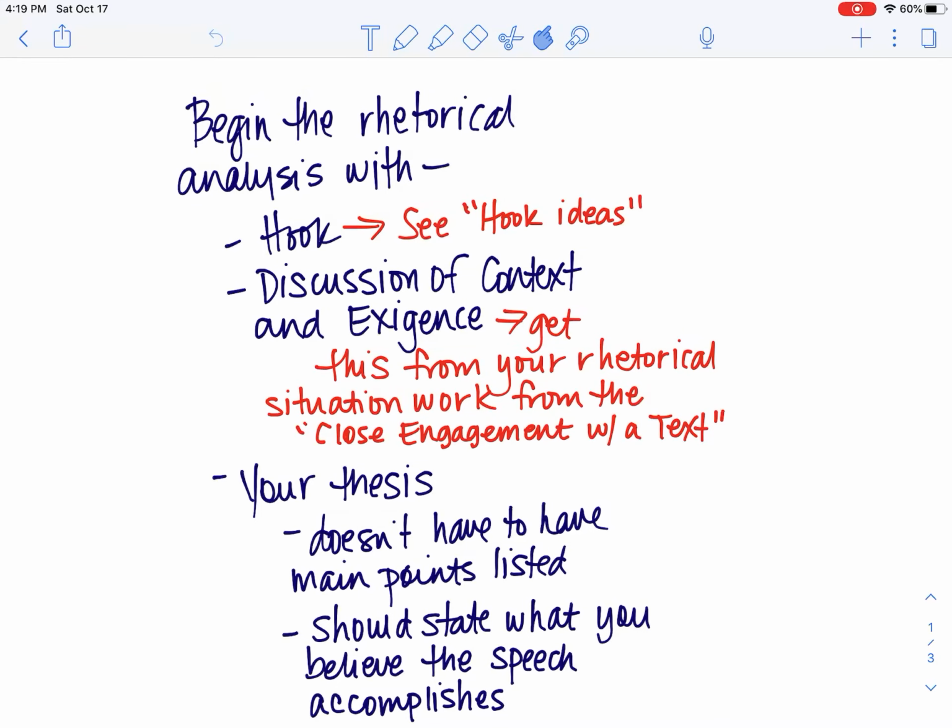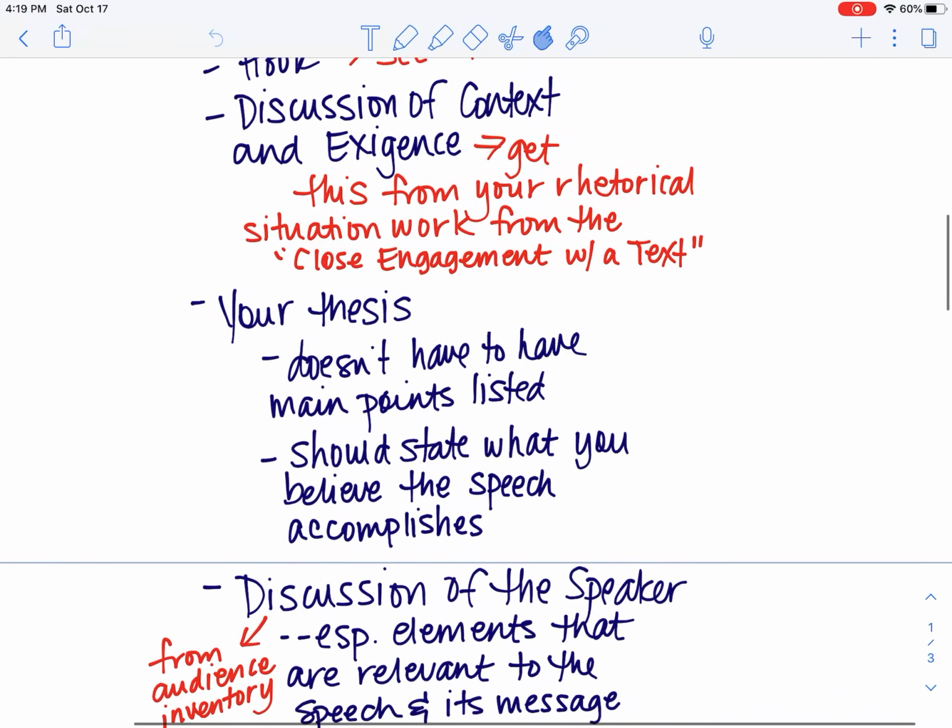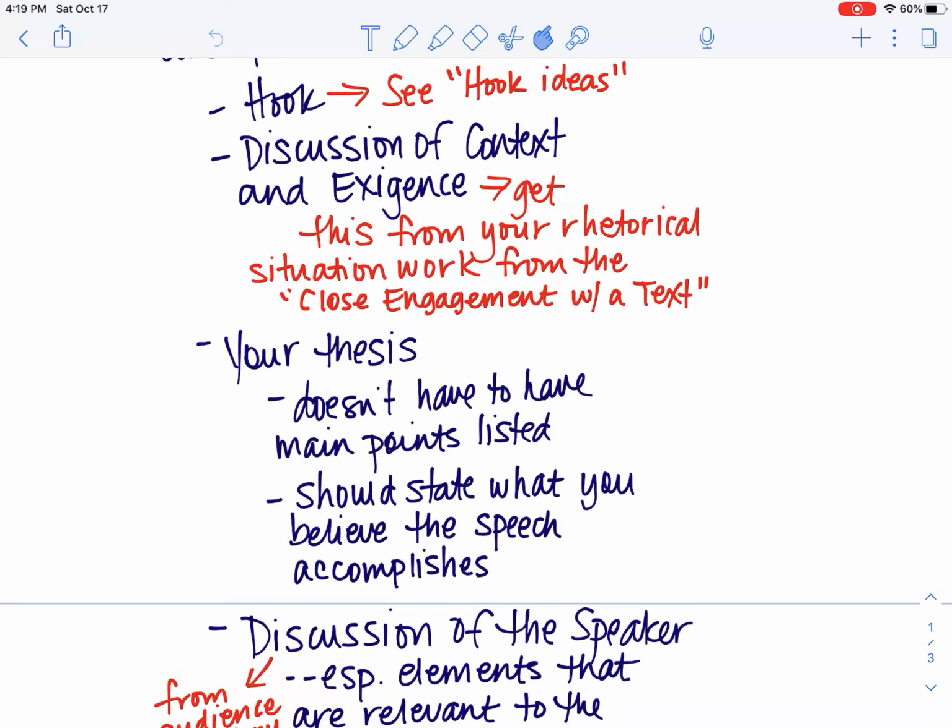The next thing is your thesis. Contrary to what you've been working on, if you took AP Lang or were in English class, they've told you that you always put your main points in your thesis statement. That's true to an extent for some papers, but the more highly evolved thesis statements don't actually do that.